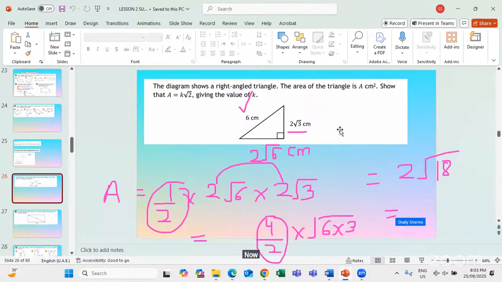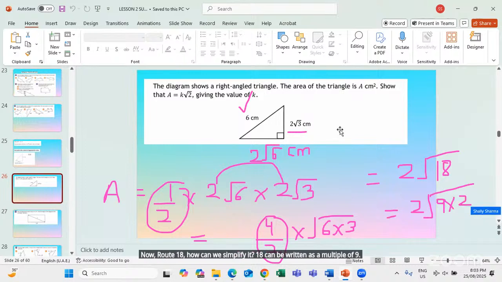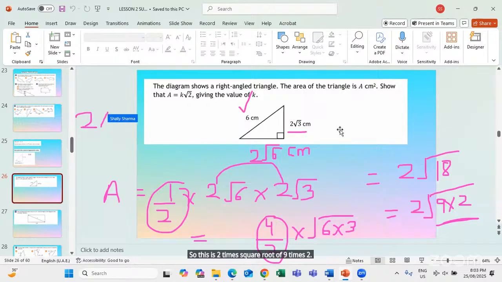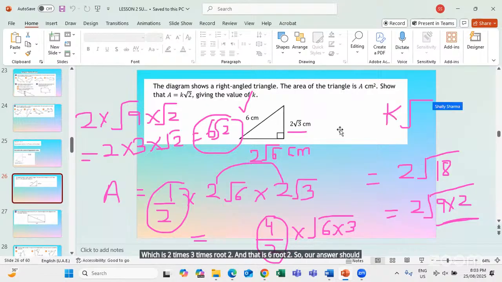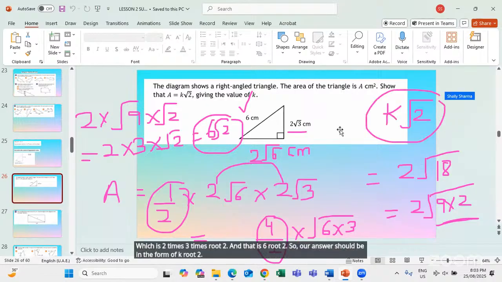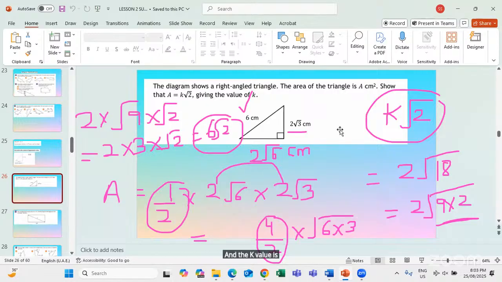Now root 18, how can we simplify it? 18 can be written as a multiple of 9. So this is 2 times square root of 9 times 2. That is 2 times square root of 9 times square root of 2, which is 2 times 3 times root 2, and that is 6 root 2. So our answer should be in the form of k root 2, and the k value is 6 here.